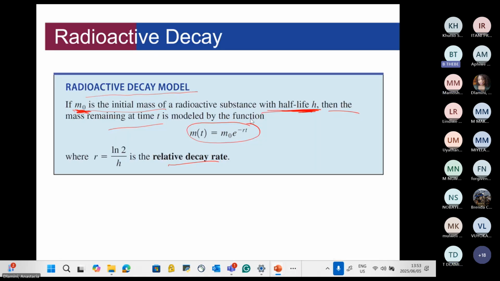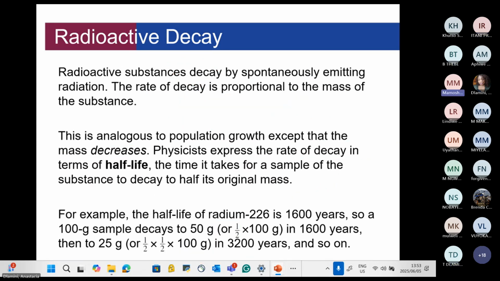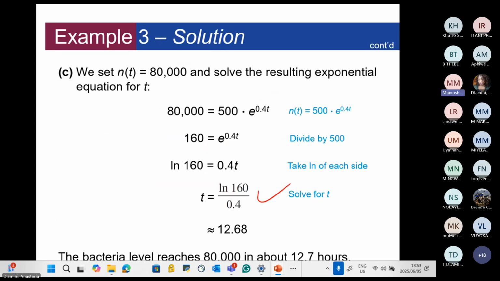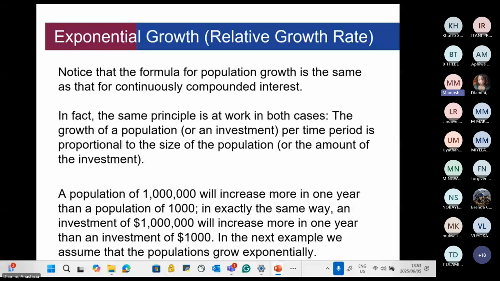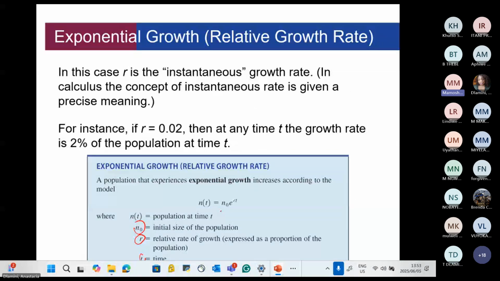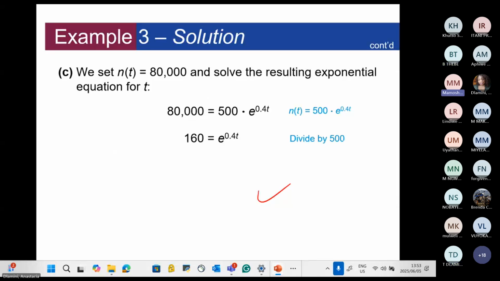But remember the question says half-life. The half-life is what? Which is R. R is already substituted, so what you're going to do is just substitute the T and leave it like that, because you cannot further solve without a calculator. So what is your T? Your T is 365.